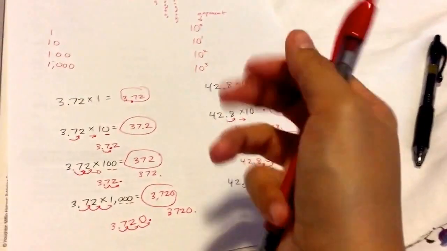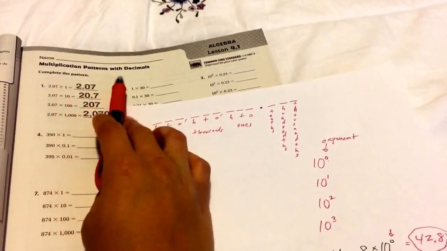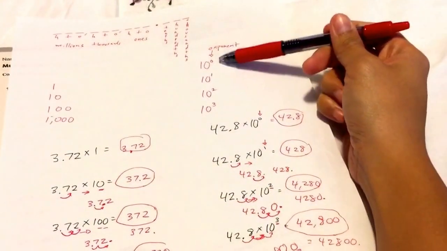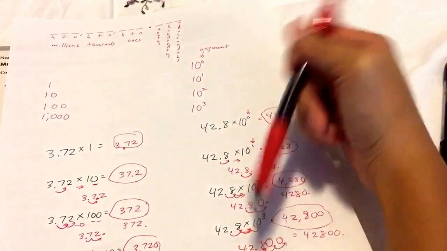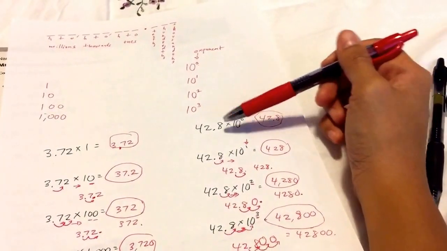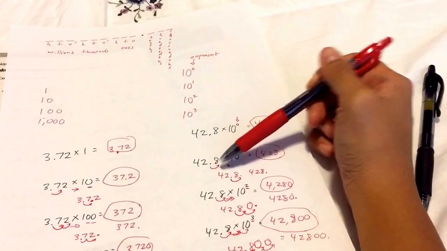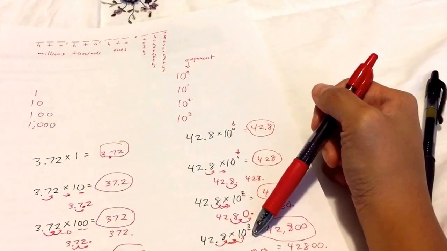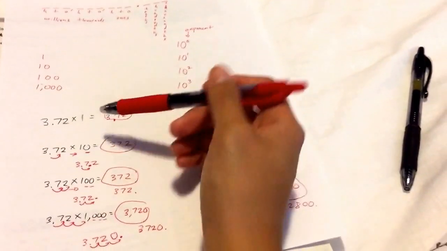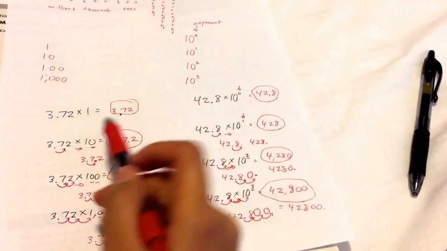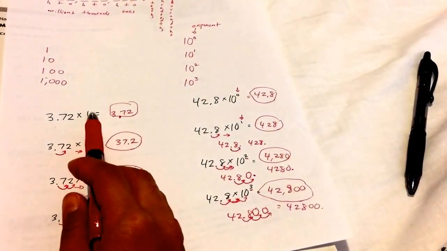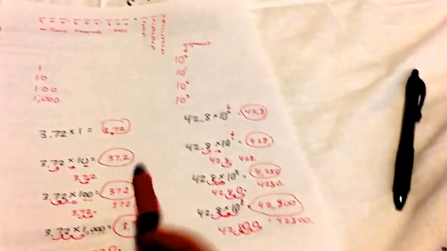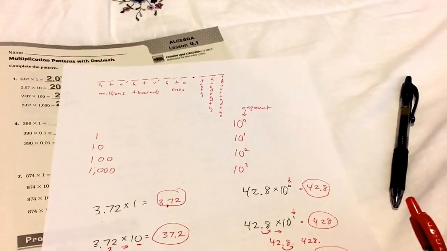Now, here are the 2 patterns that they want you to look for when they say multiplication patterns with decimals. The first pattern they want you to notice is that the exponent tells you how many times you're going to be moving the decimal. So an exponent of 0, you're not going to move it. An exponent of 1, you're going to move it once. An exponent of 2 means you're going to move it twice. An exponent of 3 means you're going to move it 3 times. Likewise, if there are no exponents and they're just the numbers, the amount of zeros tells you how many times you're going to move it: 0 times, 1 time, 2 times, 3 times. So that's the first pattern they want you to notice.